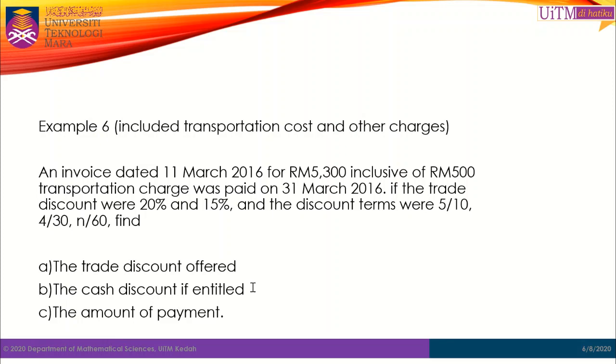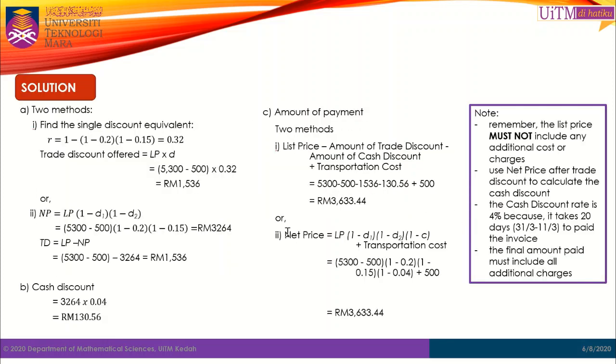So to find the cash discount, simply take the net price multiplied with the cash discount rate. So the net price is 3264 from the previous example, from the solutions. So you have 3264 multiplied with 4% cash discount, you get 130.56. Okay, so that is the cash discount. And the last question asks you to find the amount of payment.